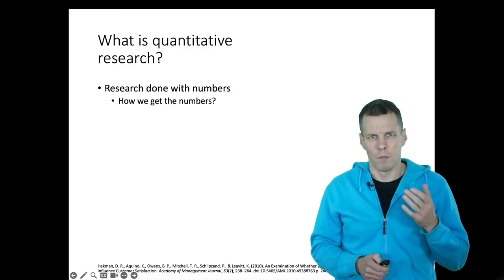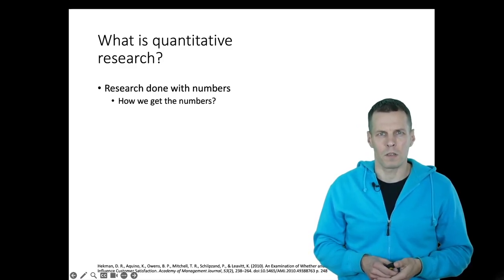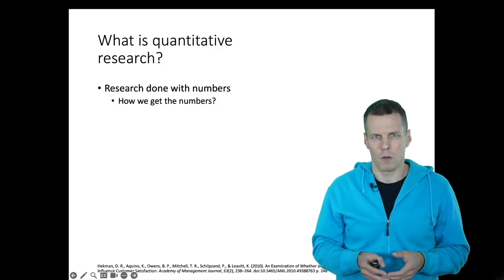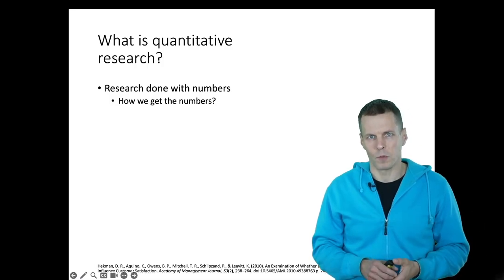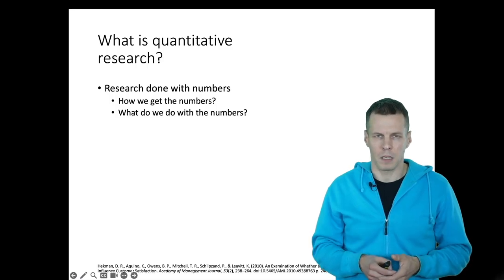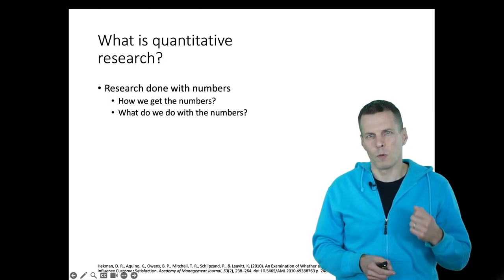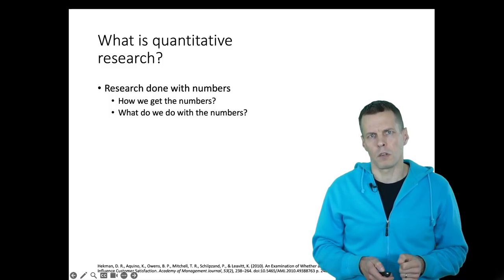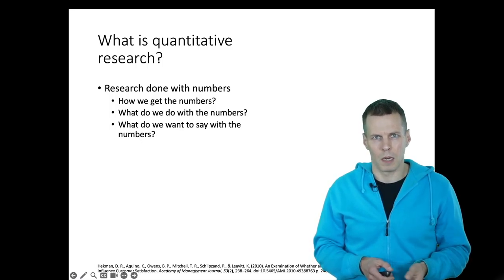There are three key questions when we think about how we design our quantitative research. The most obvious question is, where do the numbers come from? We have to measure something, we have to sample something, we collect our data somehow. We get an Excel sheet, and that Excel sheet comes from somewhere. The second question is that once we have our data, an Excel sheet or some kind of database or some other file, what do we do with that data? What do we do with those numbers? And the most important question in quantitative research is actually, what do we want to say with the numbers?